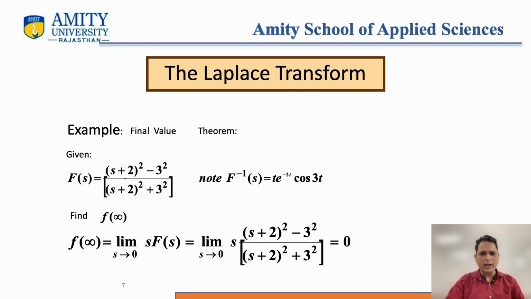If we go by the final value theorem, the value of f of infinity is limit s tending to 0 of s F bar s. Now put in the value of F bar s as given in the question. We have limit s tending to 0 of s times (s plus 2) whole square minus 3 square upon (s plus 2) whole square plus 3 square. Whether we take something common from the numerator and the denominator, we have to put s equal to 0, so I don't think it is too typical.